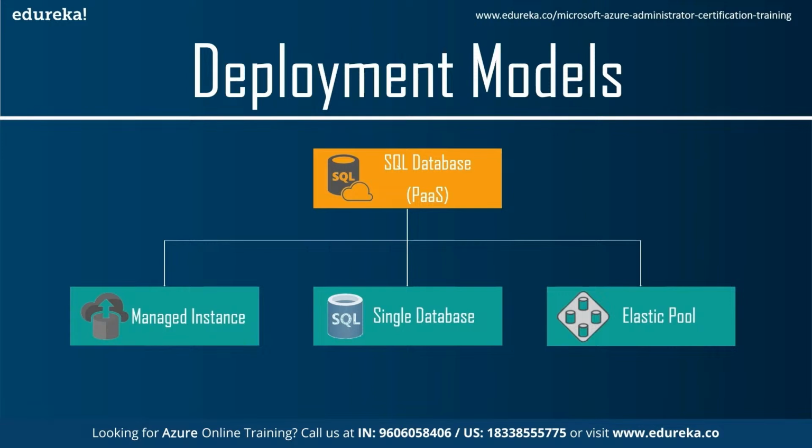So single database represents a fully managed, isolated database. You might use this option if you have modern cloud applications and microservices that need a single reliable data source. A single database is similar to a contained database in the SQL Server database engine. Last one is Elastic Pool. So Elastic Pool is a collection of single databases with a shared set of resources such as CPU or memory. Single databases can be moved into and out of an Elastic Pool.